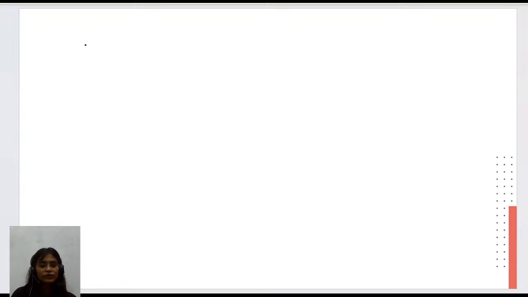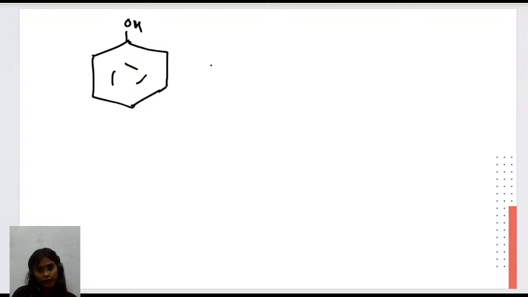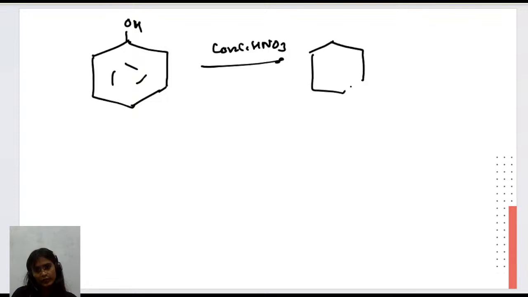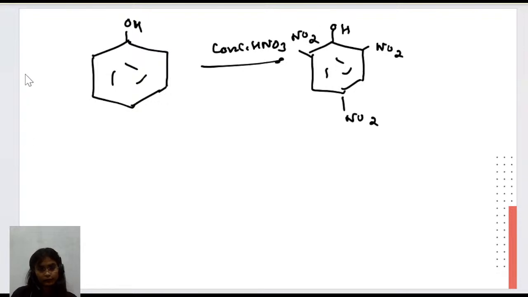There is a method of preparation for picric acid. If you want to form picric acid, one method we discussed already. If you have phenol and you're using concentrated HNO3, this is the first method by which we get picric acid, with OH, NO2, NO2, NO2. So this is normally picric acid. This is the first method.